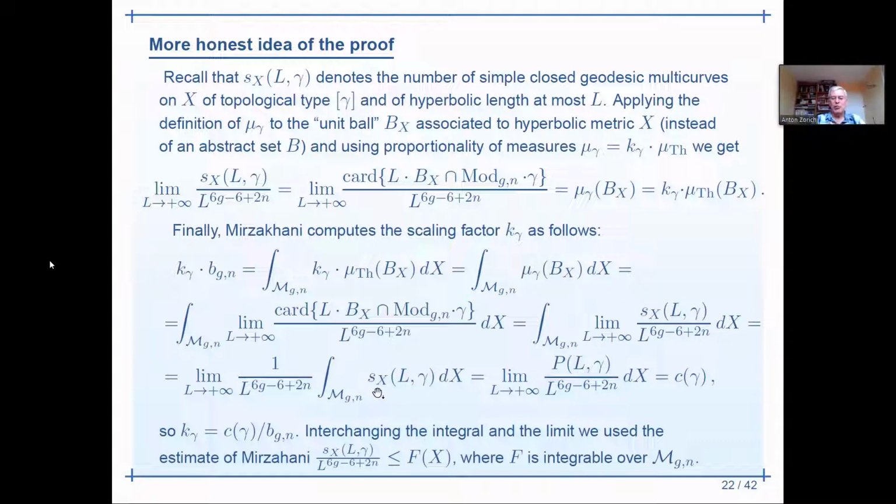Then she uses another result, that on average she gets a polynomial in L, which is expressed in terms of intersection numbers. So basically, the entire proof is a combination of common sense, the ergodicity theorem of Masur, and this highly non-trivial interchange of passing to the limit and integration with respect to the entire moduli space.